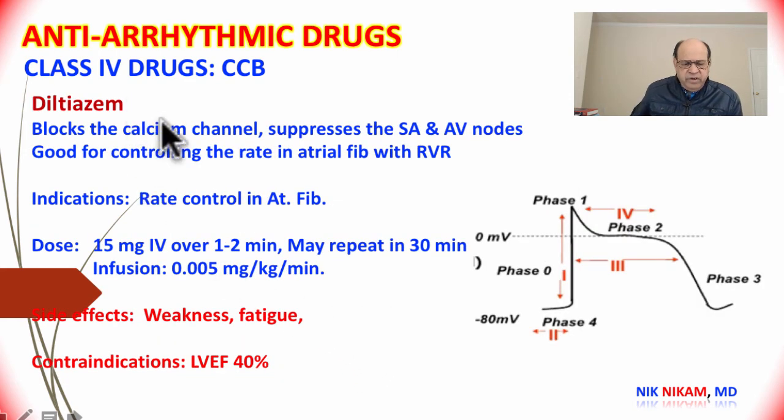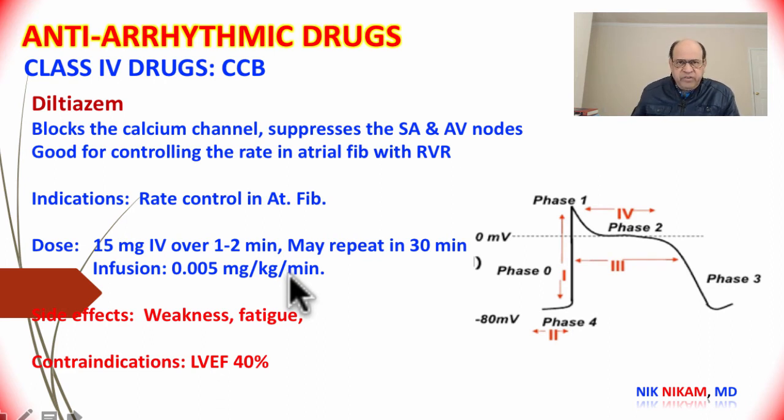Diltiazem works similar to verapamil, and the beauty of diltiazem is it can be given intravenously in an emergency situation when we face patients with atrial fibrillation with rapid ventricular response. It can be given as a 15 milligram bolus over 1 to 2 minutes, and we can repeat that in 30 minutes, and this can be followed with an infusion of 0.005 milligrams per kg per minute to maintain the ventricular rate in patients with atrial fibrillation.